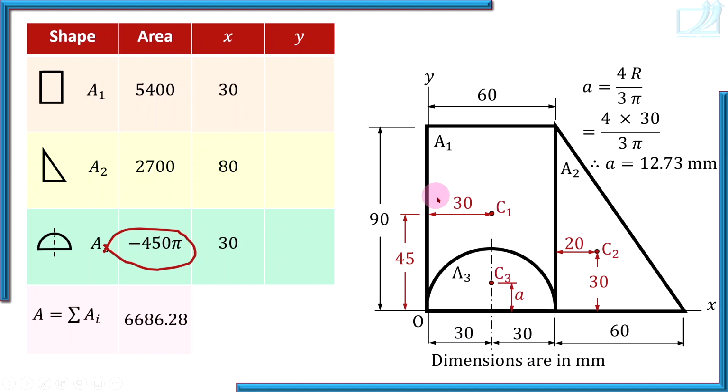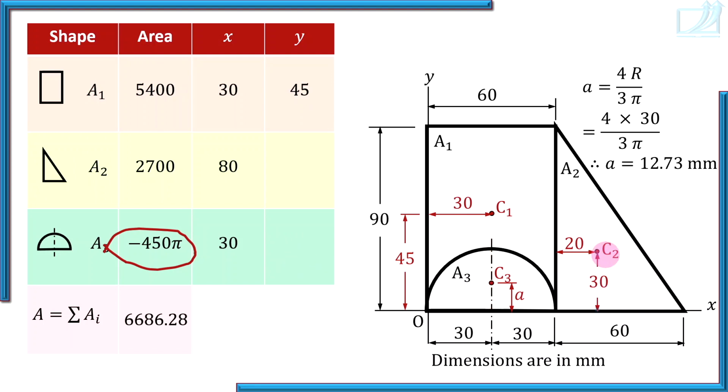Vertical distance from x axis, that is y coordinate. Check which horizontal line is x axis and then start writing y coordinates. So vertical distance of C1 from x axis, that is y coordinate of C1, and it is 45, and above x axis means positive 45.